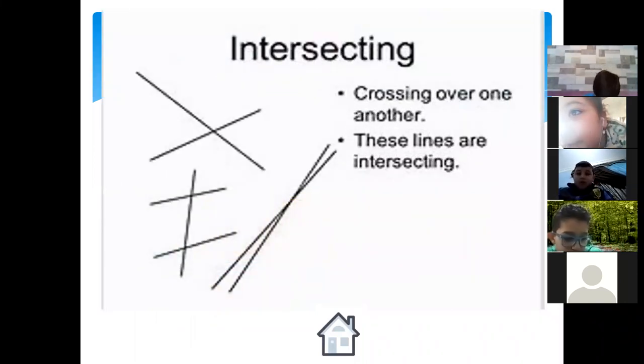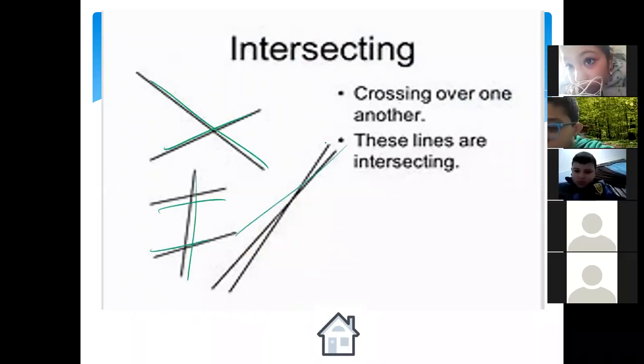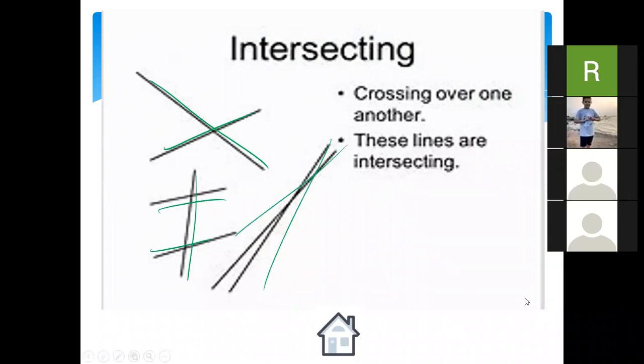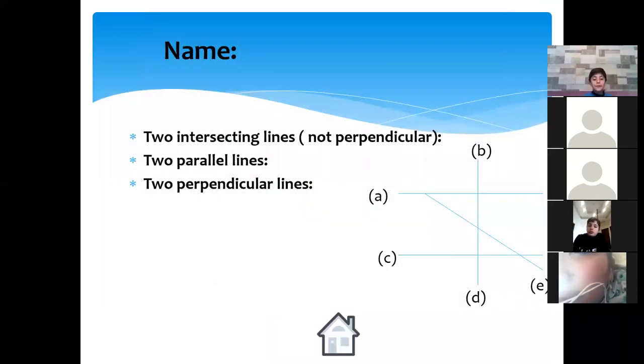Ali Ahmad, yes. What do we call these lines? Intersecting lines. Why do we call them intersecting lines? Because they meet at a point. Bravo.